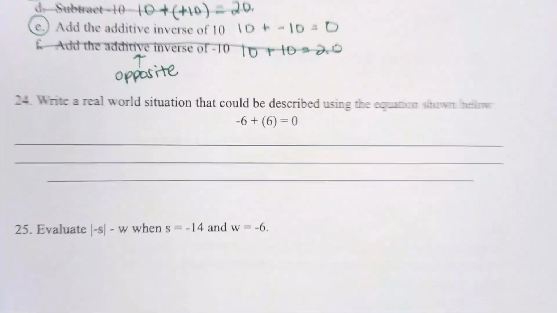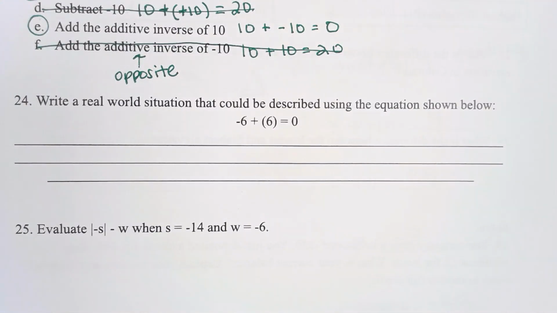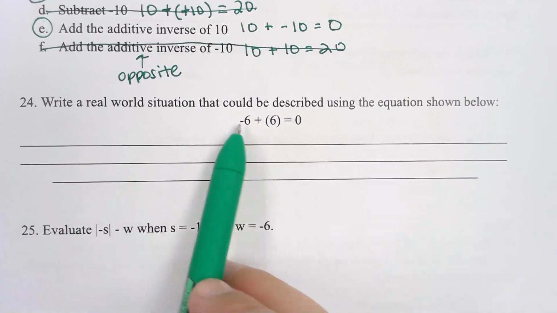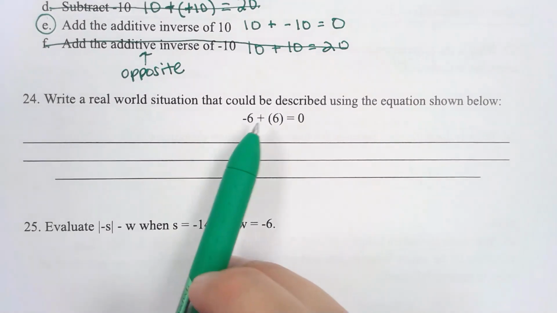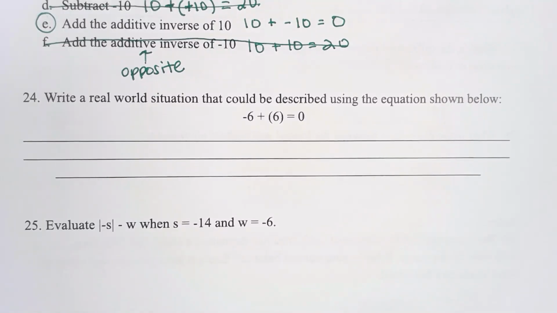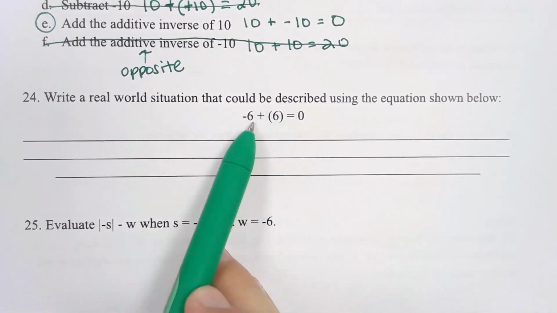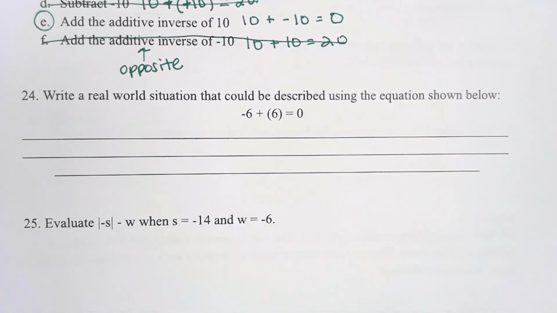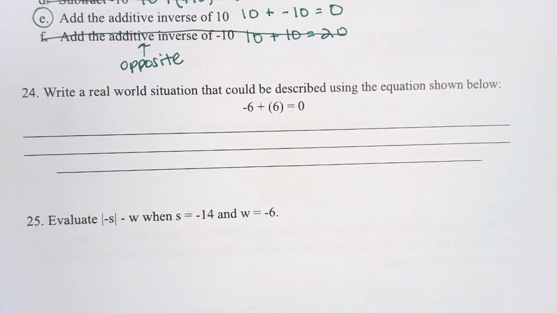All right, 24. Write a real-world situation that could be described using the equation shown below. So this says we started with negative 6, and then we added a positive 6 to get us 0. So just think of any situation that you would start here, you would add that amount, and then you would get back to 0. So the first thing that I think of when it comes to integers is money.